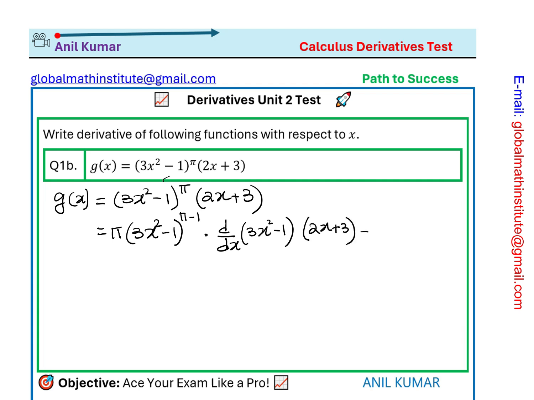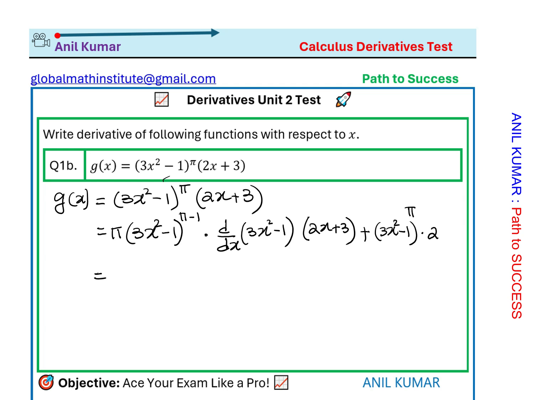And now we'll add to this the first function times derivative of the second, right? So which is 3x squared minus 1 to the power of pi times derivative of the second, straightforward. So 2x plus 3 derivative is 2. So I'm just multiplying it by 2. Makes sense, correct? Okay, great. So we got this.